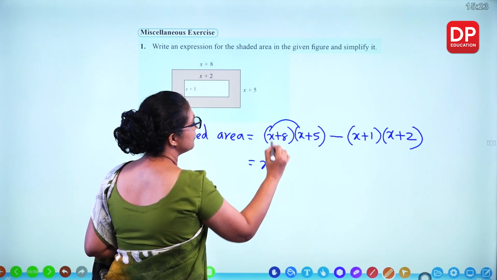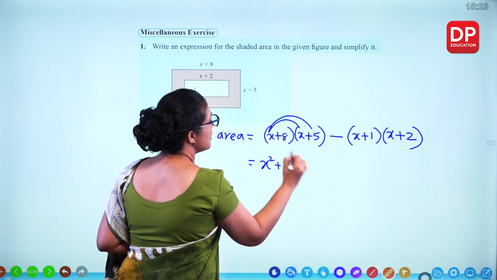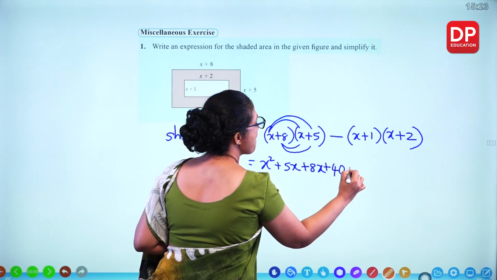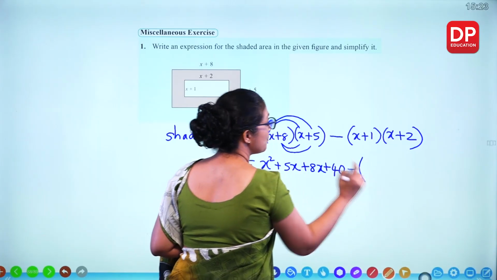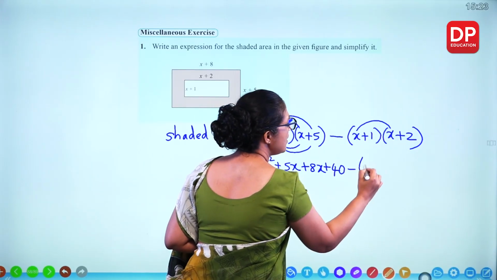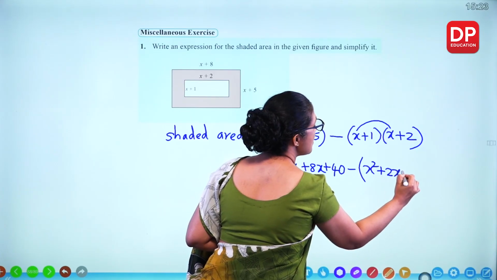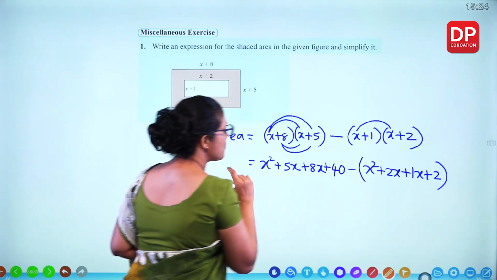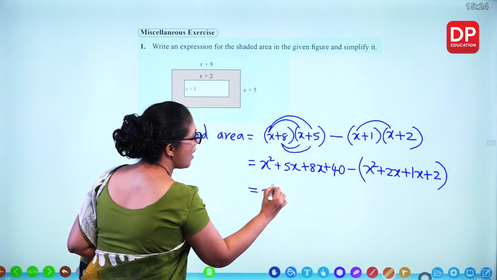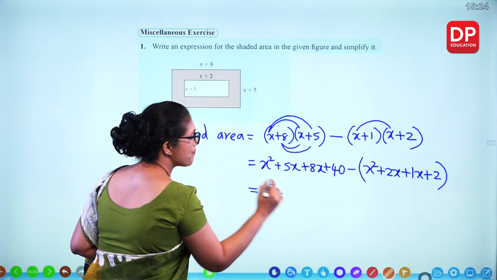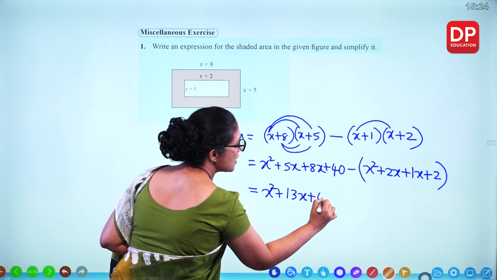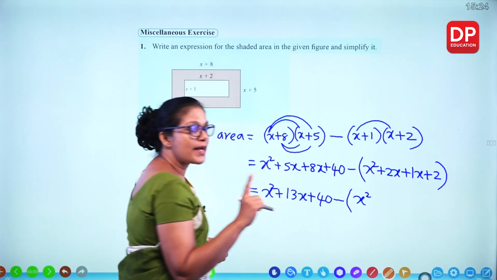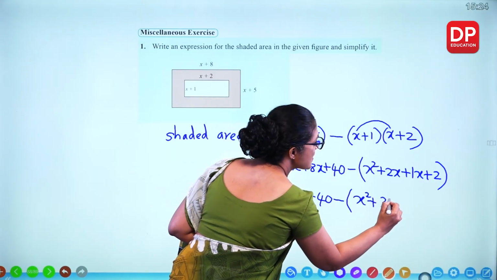x squared plus 5x plus 8x plus 40. Now subtract this one, put brackets. x squared plus 2x plus 1x and 1 times 2, that's 2. Now subtract these two, you get x squared plus 8 plus 5, 13x plus 40. Then subtract. x squared is there. 2x and 1x, you get 3x plus 2.